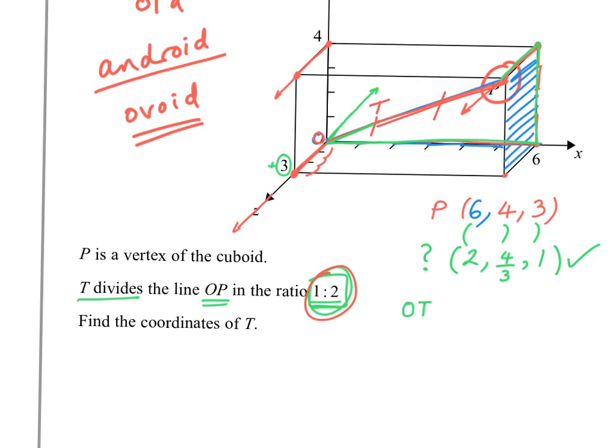So OT as a vector would be (2, 4/3, 1). But if we want T as a coordinate, it's just going to be (2, 4/3, 1). That's very similar to the first question where we looked at the average of the points. I think that was question 1 on this paper. So that's the coordinates of T.